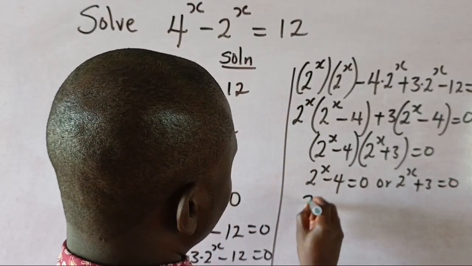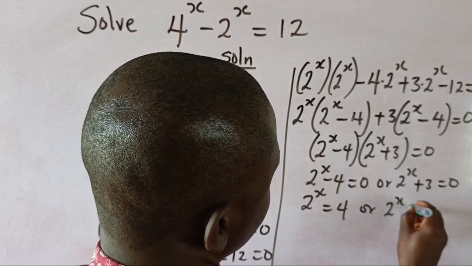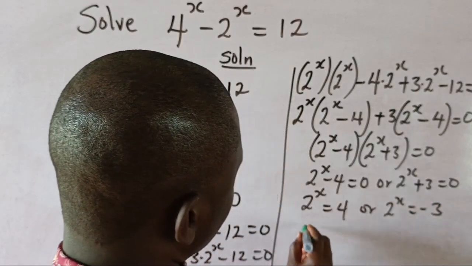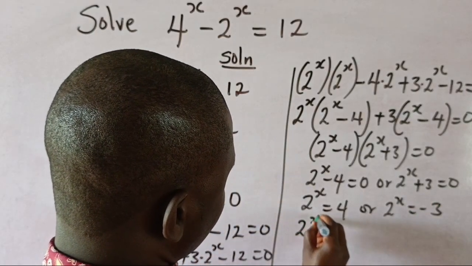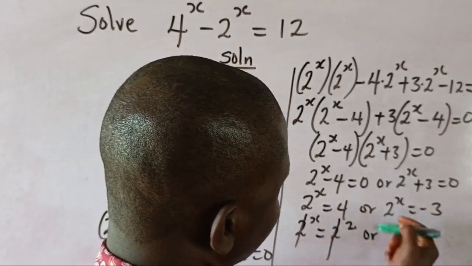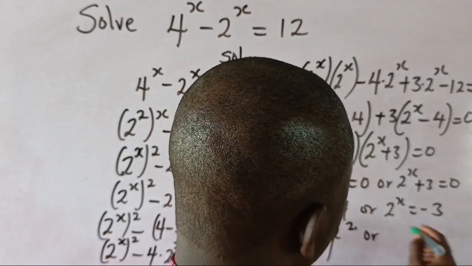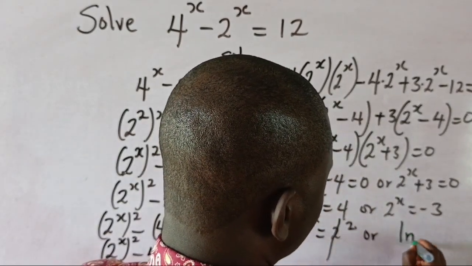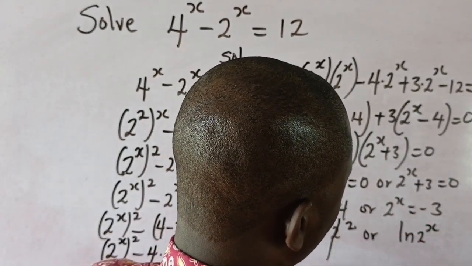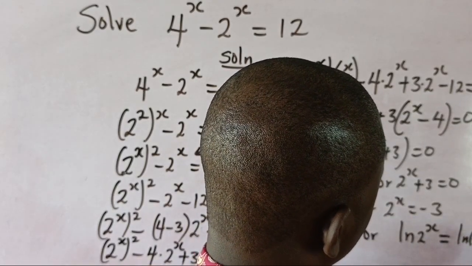So we have 2^x equals 4, or 2^x equals minus 3. Therefore, 2^x equals 2 squared. This cancels this, giving the real solution. Then we have the complex solution here. Taking natural logarithm on both sides, ln of 2^x equals ln of minus 3.